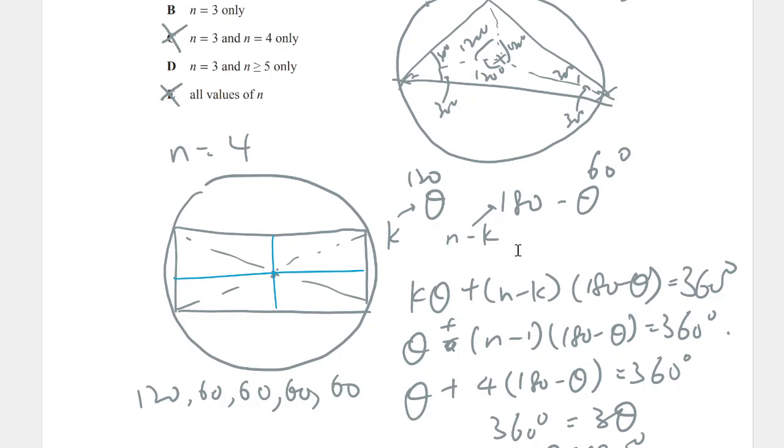So this is non-regular, of course, because the angles are different. So it is insufficient for n equals 5, so D is wrong. Final answer would be B.